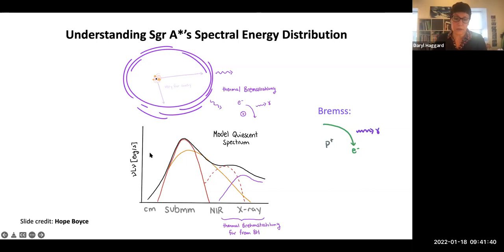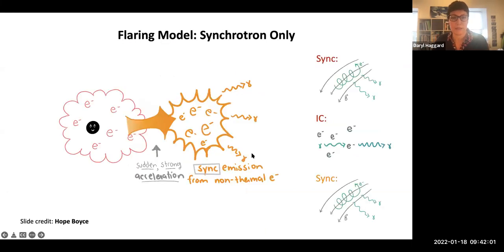So now this is the spectrum I showed you on that first slide, where the black line is showing you the combination, the addition of these components. This was that synchrotron, this is that inverse Compton component, this is that non-thermal synchrotron component, and this is the thermal Bremsstrahlung component. So these are all interesting models that we think we can use to understand what's happening with the SED.